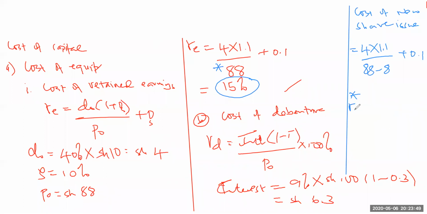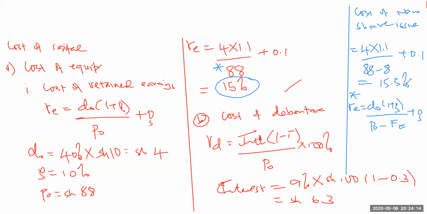Okay, just replicate the formula. R is equal to D naught (1 plus G) over P naught minus flotation cost, plus G. To give us how much? The cost of issuing new shares, to give us 15.5%.